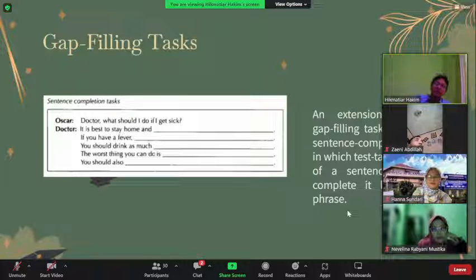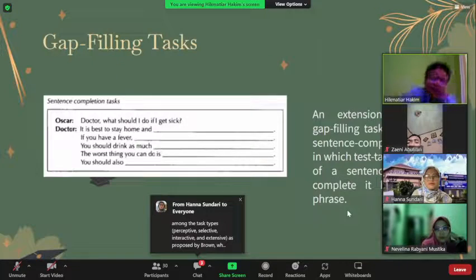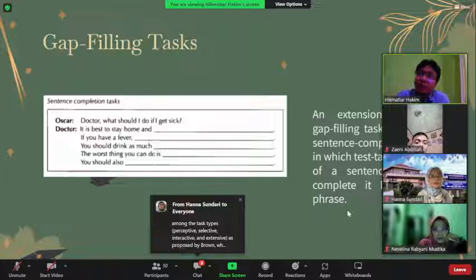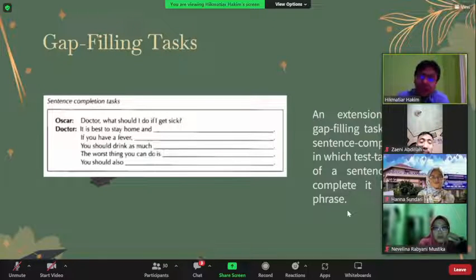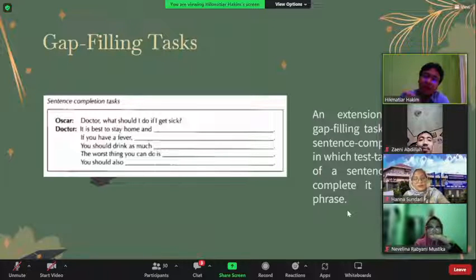Gap filling task. Okay, this one, if I'm not mistaken, is an alternative to multiple choices, because in the book it says that making multiple choices sometimes takes time and is hard to make, because you have to make the choices also, right? The choices should be thought through first, because they should be similar, so it will be difficult for the students to answer it. This is the other alternative.